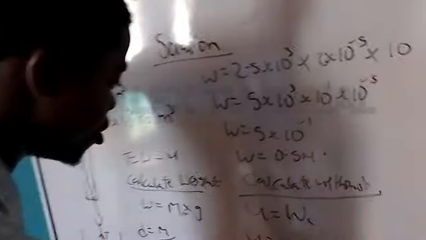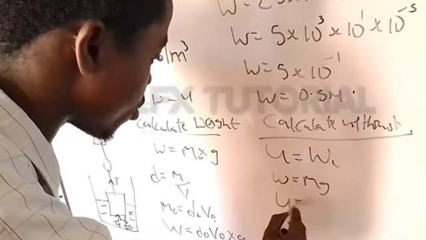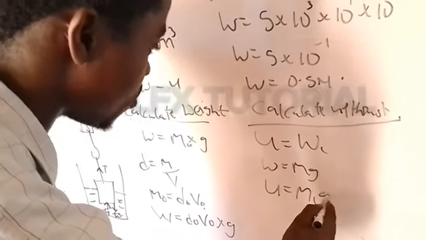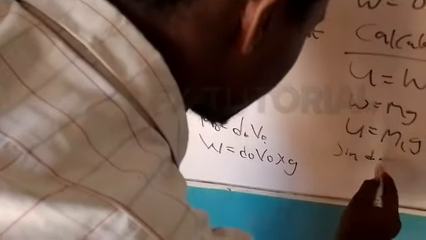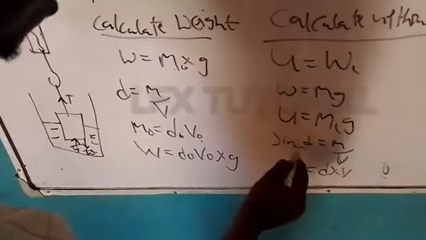Then upthrust is equal to, since weight is equal to mg, mass of the liquid displaced multiplied by g. Not mass of the liquid here, but mass of the liquid displaced. Since density is equal to mass over volume, that means mass is equal to density times volume. So definitely my upthrust is equal to density of the liquid displaced multiplied by volume of the liquid displaced, and then multiplied by g.